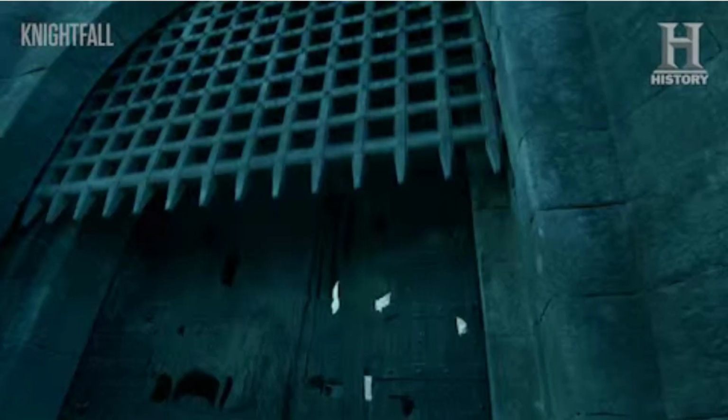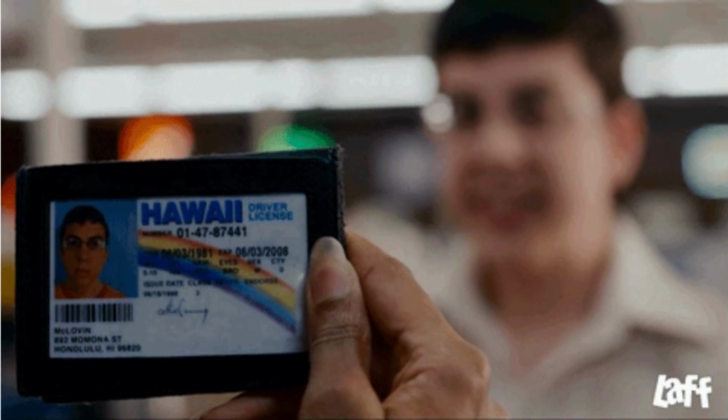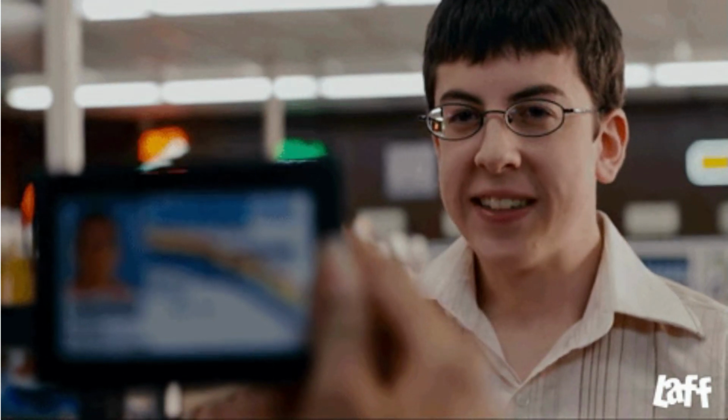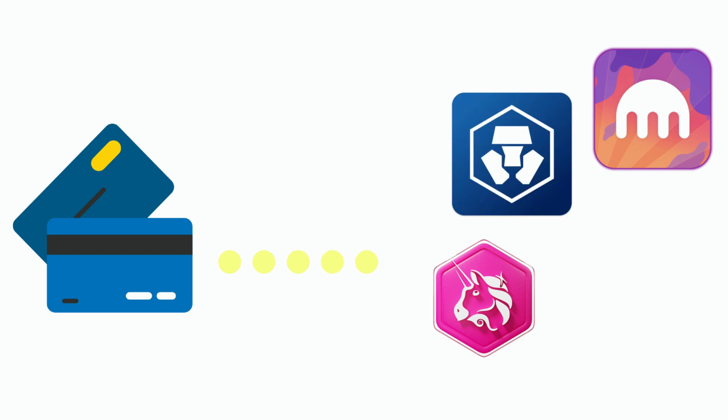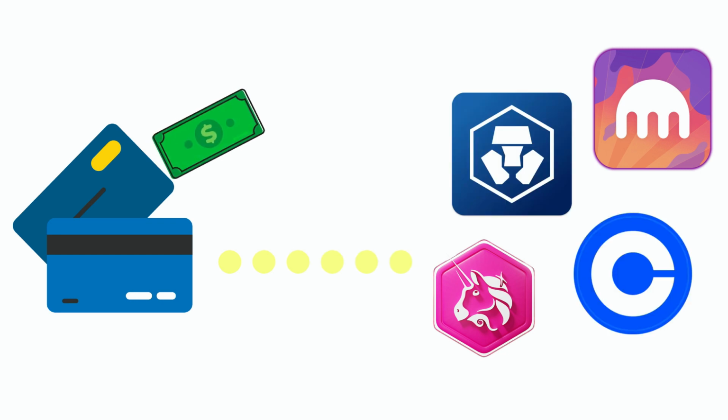Verification. To ensure security, you might need to provide some identification documents like your driver's license or passport. It's a bit like showing your ID when you open a bank account. Link a payment method. Next, link your bank account or credit card to your exchange account. This allows you to move your regular money into the exchange.